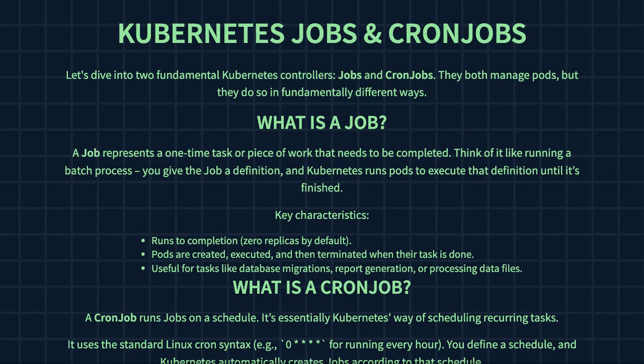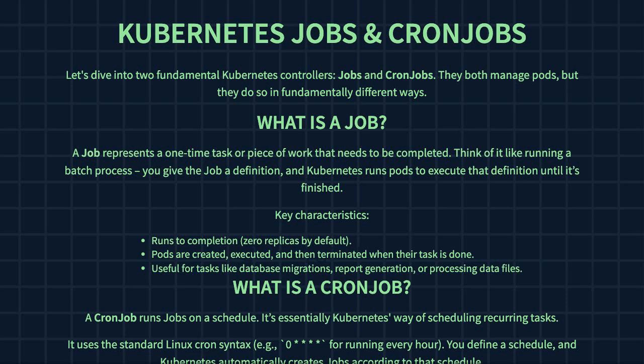Okay, let's talk about jobs and cron jobs in Kubernetes. They are both related to running tasks, but they do things differently. A job is like telling Kubernetes, do this one thing, and then stop. It creates pods, gets them to run the task, and once it's finished, those pods are gone. It's great for things you only need to do once, such as a database migration or generating a report.